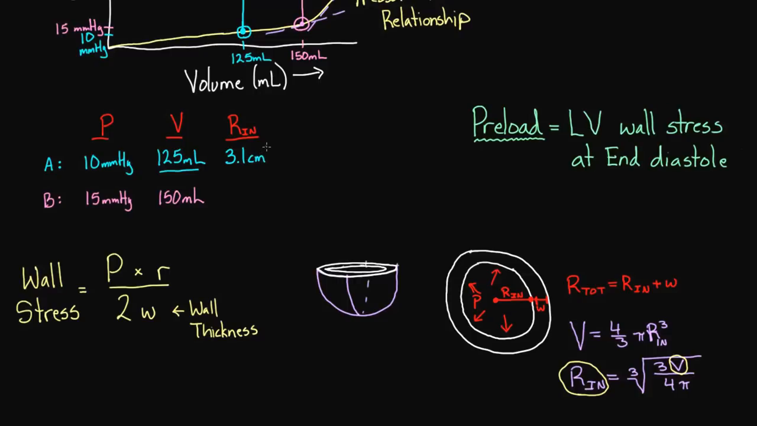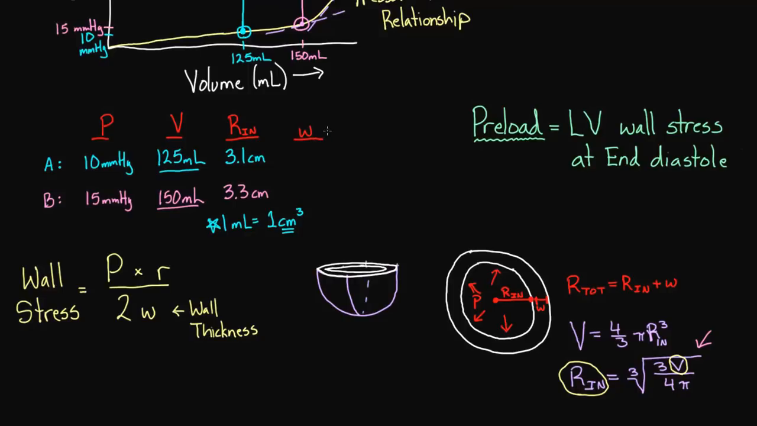And remember, you might think, how in the world do you get from milliliters to centimeters? Remember that 1 milliliter equals 1 cubic centimeter. Actually, that's nice because when you take the cube root, you get centimeters left behind. So that's situation A. In situation B, if I plug 150 into this equation, then my radius on the inside becomes 3.3 centimeters.